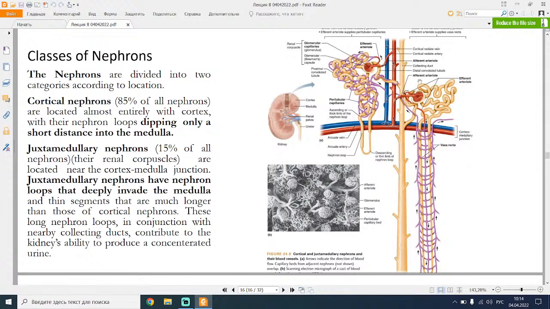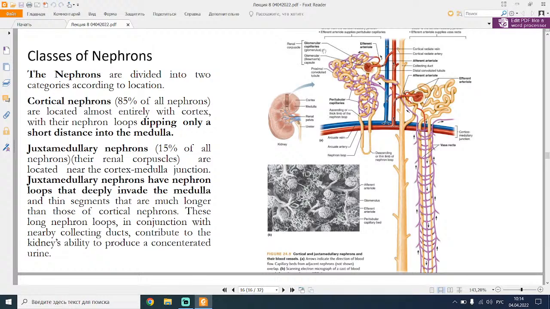Juxtamedullary nephrons are located near the cortex-medulla junction. Juxtamedullary nephrons have nephron loops that deeply invade the medulla. This is short, and this is deeply invading the medulla, and thin segments that are much longer than those of cortical nephrons.